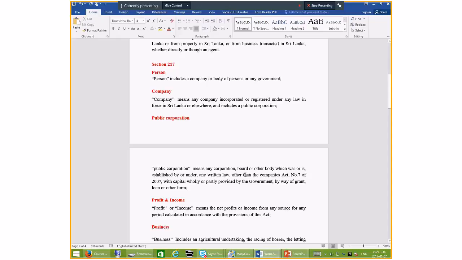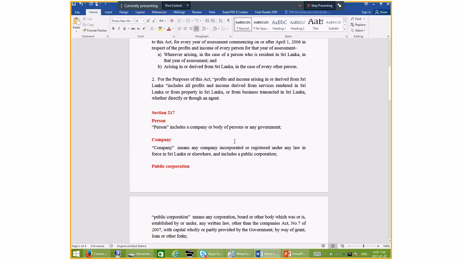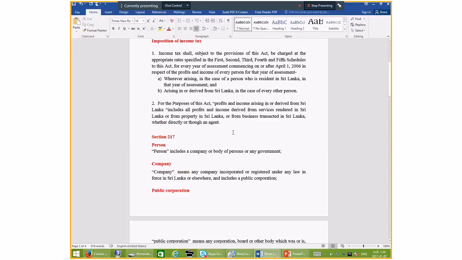Then if someone asks on what basis the profit of the electricity board is taxed, we have to give a clear meaning. Then we say under the Imposition of Income Tax, as profit of every person is, the income tax shall be charged from the person who is resident in Sri Lanka.